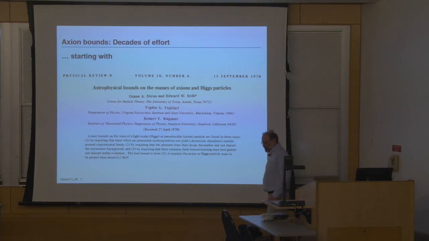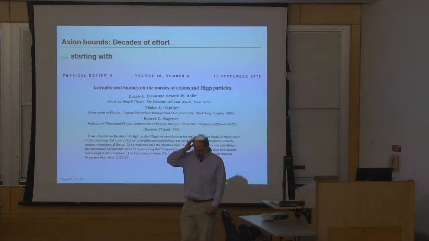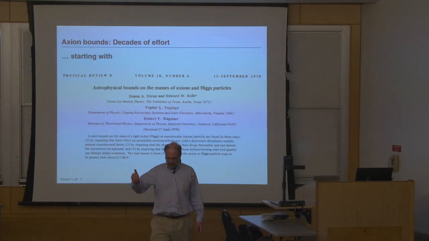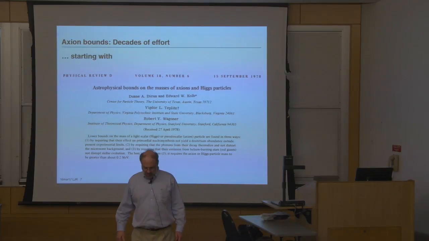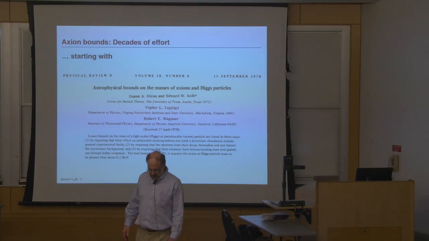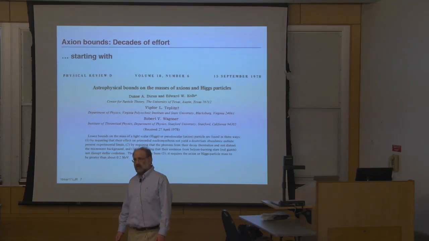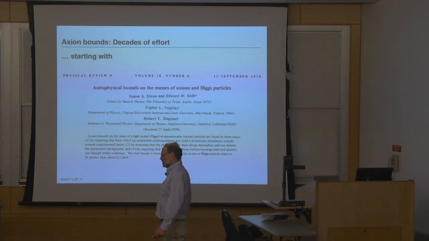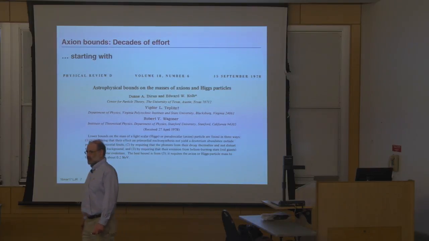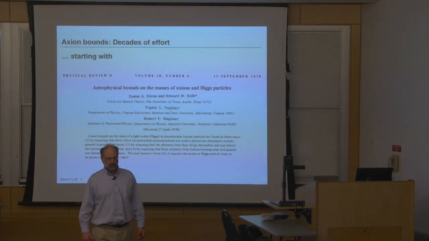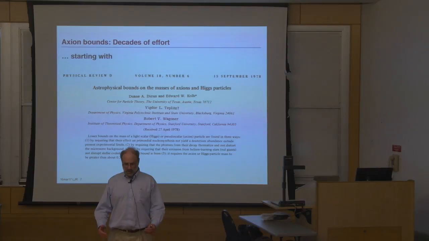Axion bounds. I first heard of axions when I was a graduate student at SLAC, and two of the theorists at SLAC at the time, Roberto Peccei and Helen Quinn, had this idea. The idea is they would solve the strong CP problem in the following way. The strong CP problem is an oddity. QCD, quantum chromodynamics, the theory of the strong interaction, was developed in the early 1970s.